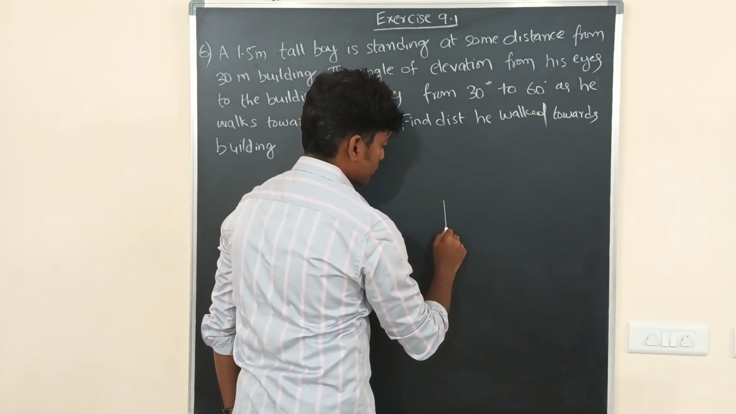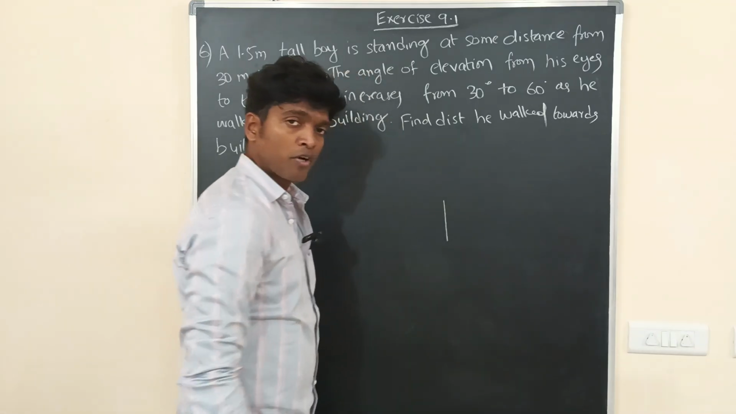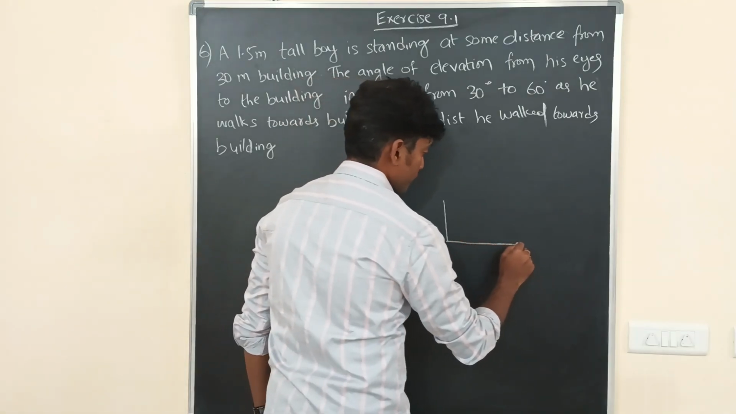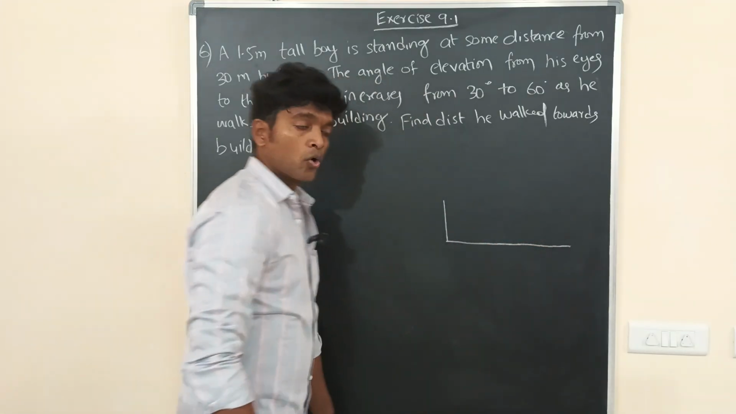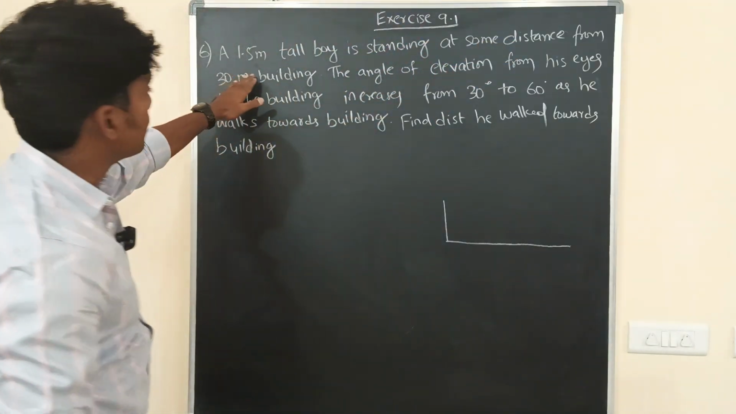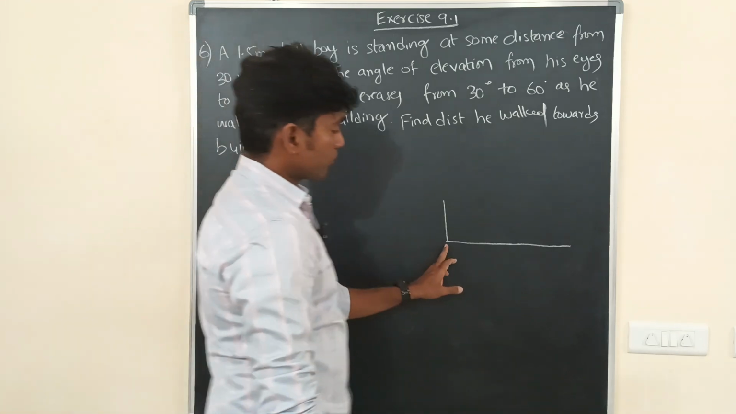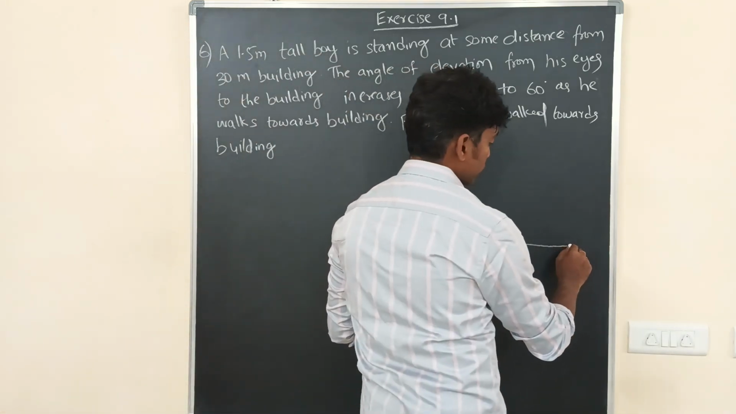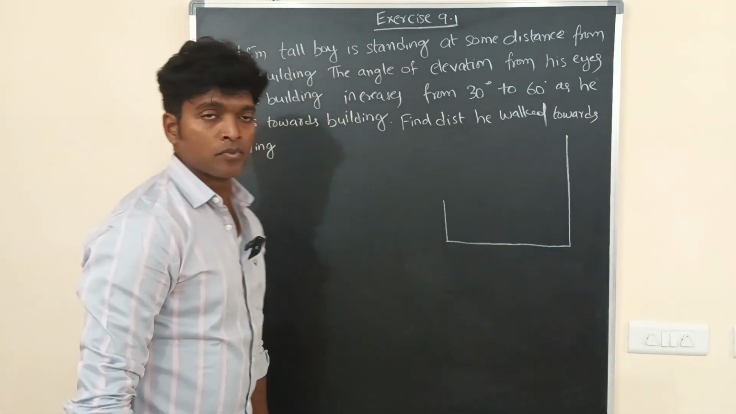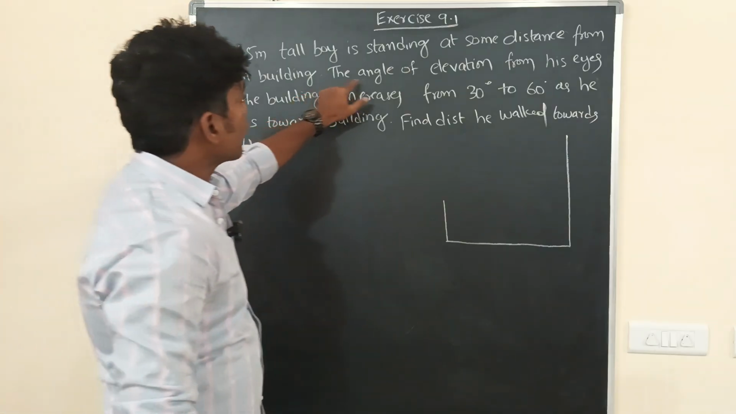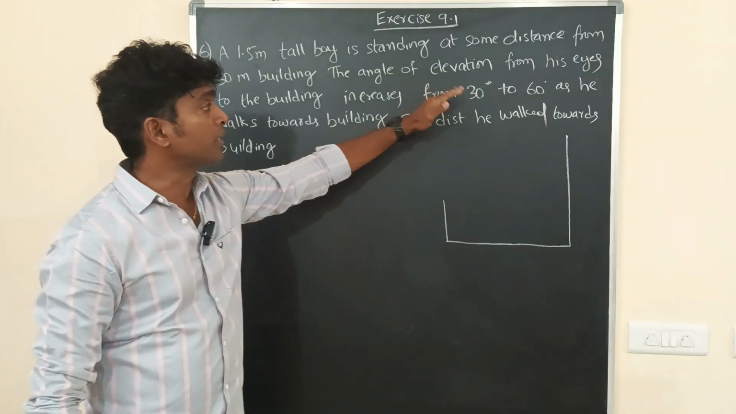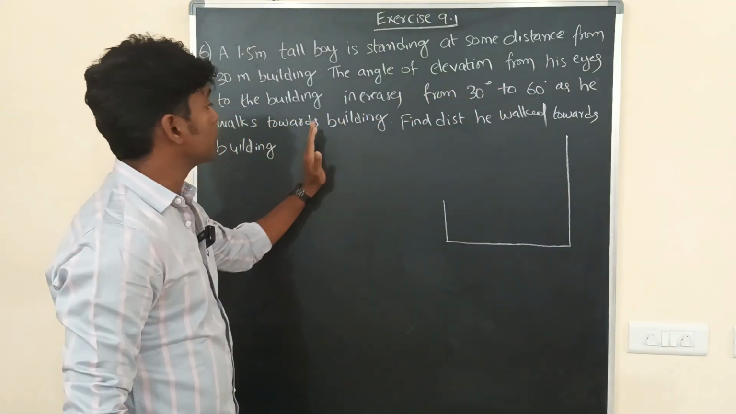One person of height 1.5 meter is standing on the ground. This is the ground. Now, he is standing at some distance from a 30-meter building. One building is there and the height of the building is 30 meters. The angle of elevation from his eyes to the building increases from 30 degrees to 60 degrees as he walks towards the building.